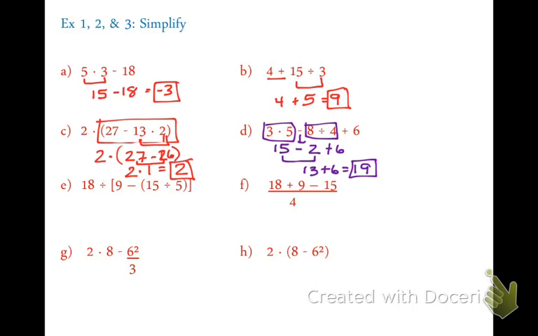E, parentheses. Well, I have 2 sets. You have the outer set, and then you have the inner set. You're going to start with the inner set of your parentheses or brackets. So we're going to start with 15 divided by 5. 15 divided by 5 is 3, minus 9. And then you have your outer parentheses or brackets divided by 18. And then you do the parentheses again, 9 minus 3, which would be 6, and 18 divided by 6 is 3.